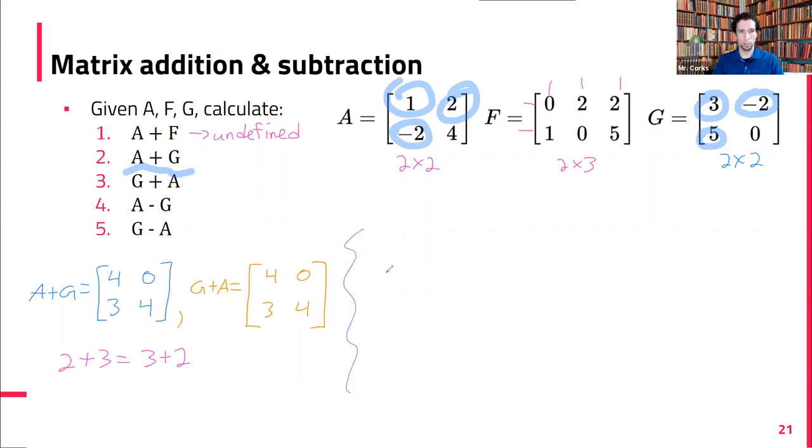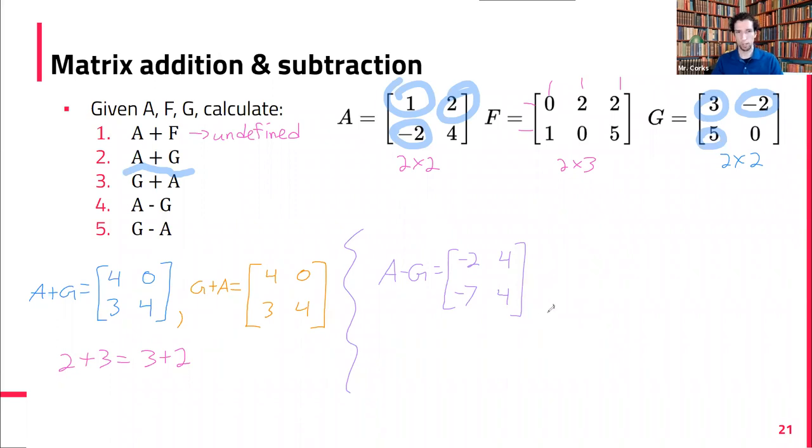Let's do A minus G. Can someone tell me what that result is? -2, -4, 0, 4. Yes. Okay, and next row. -7 and 4. Okay, so the 4 here, 2 minus -2, so 2 plus 2, 4. All right, so that's A minus G.